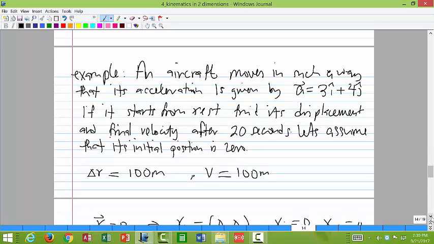Let's look next at an example. In this example, an aircraft moves in such a way that its acceleration is given by the vector a equals 3i hat plus 4j hat. If it starts from rest, find its displacement and final velocity after 20 seconds. Let's assume that its initial position is 0. So I've given you all the necessary information to do this exercise. We are looking at a displacement delta r.